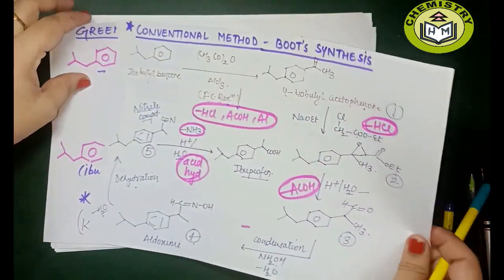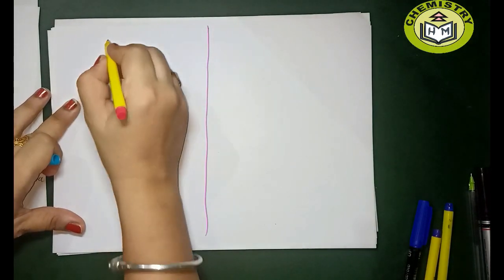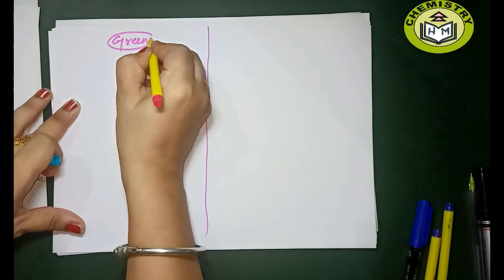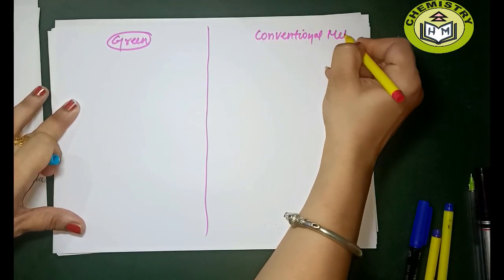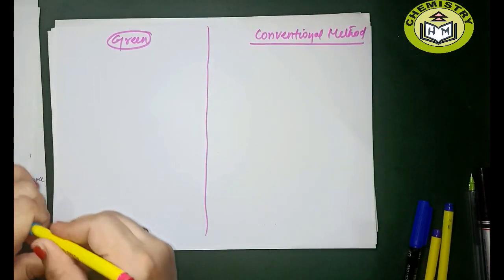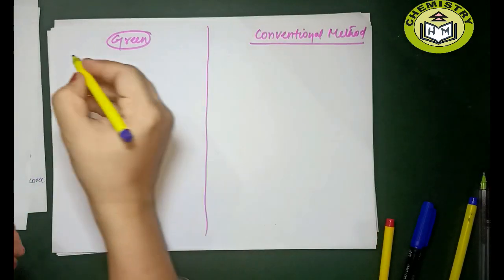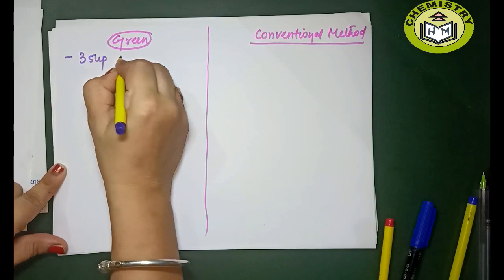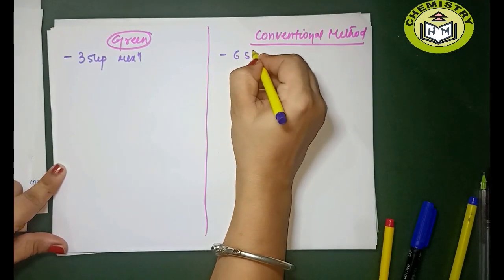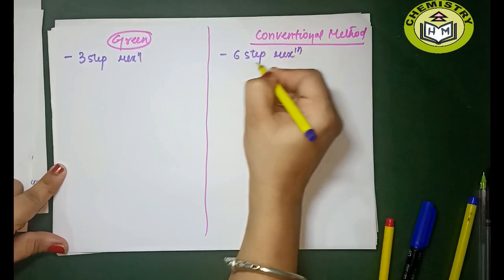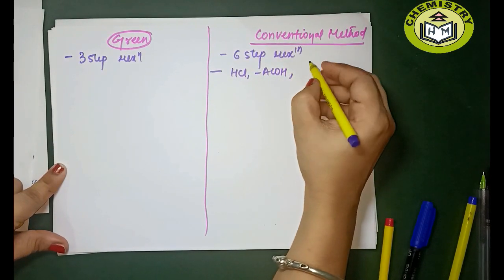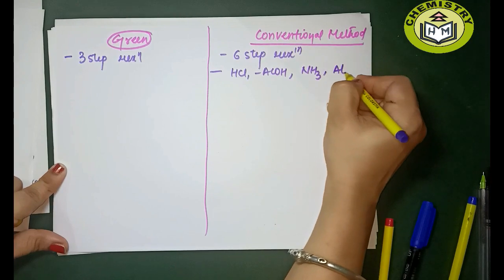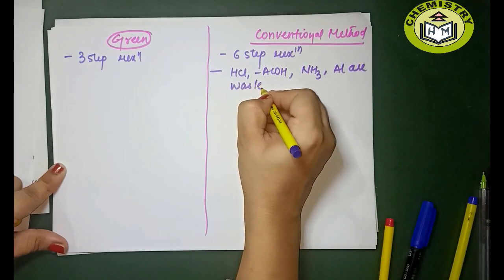So I am going to make one comparison chart which will tell you which method is better. This is the green method and this is the conventional method. Now in the green method, this is a 3-step reaction, this is the 6-step reaction. In the conventional method, HCl, this, ammonia, aluminium are waste.